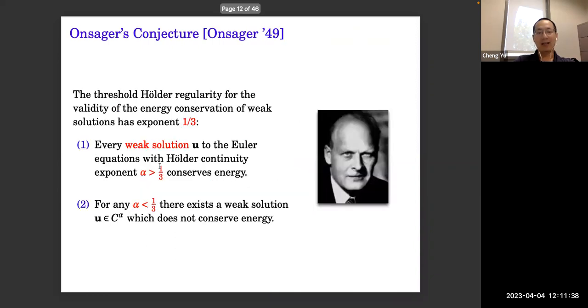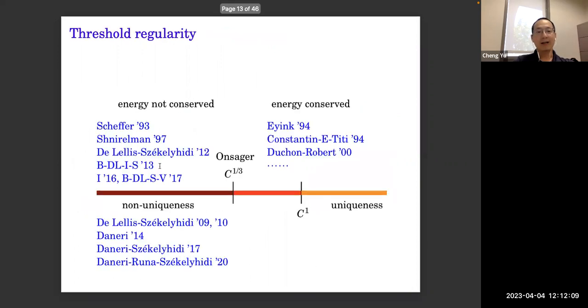So based on this observation, the Onsager conjecture says every weak solution in C^alpha, if alpha is greater than 1/3, conserves the energy, and when alpha is less than 1/3, the weak solution does not conserve the energy. Okay, so that's the Onsager conjecture.